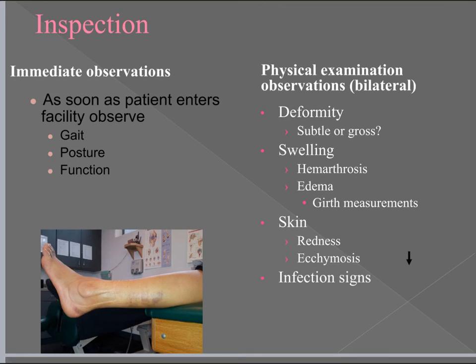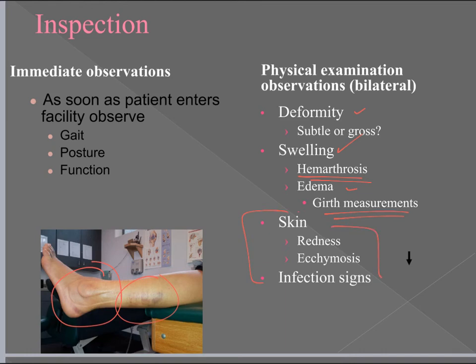Immediate observations. As soon as the patient enters into the facility, we're observing them. We're observing their gait, we're observing their function, we're observing their posture as much as is possible, right? In physical examination, we're actually looking at them. What we're looking for is deformity. We're looking for swelling, in particular this hemarthrosis, which is something that looks like this, right? It's ecchymosis, it's bleeding, right? It's redness on the outside of a joint or a muscle, right? We're going to be looking for swelling, and we're going to have to take girth measurements, which we'll do in the lab class. And then again, we're looking at that skin color as well, right?